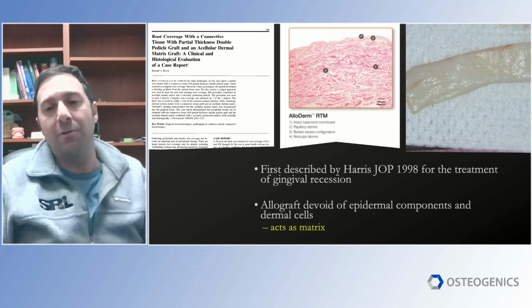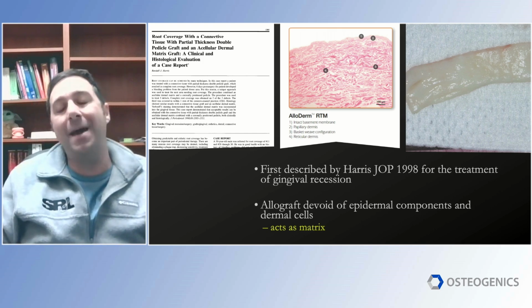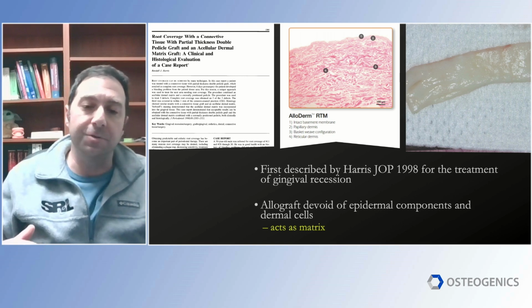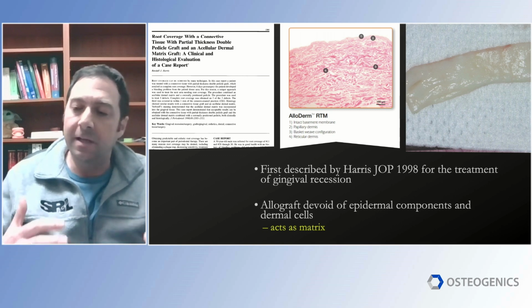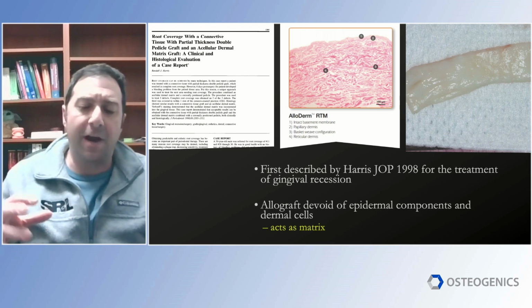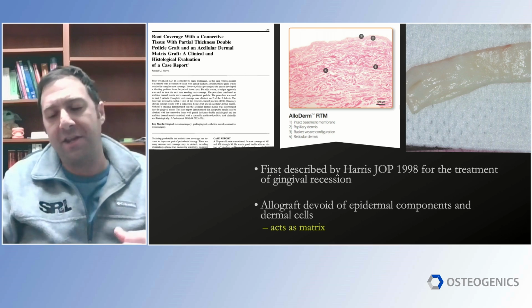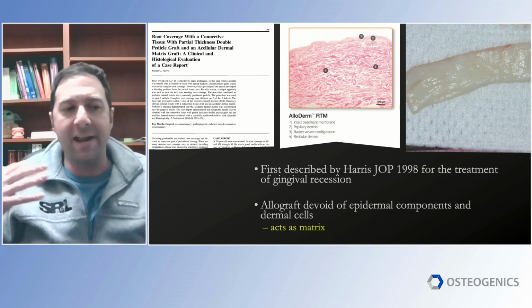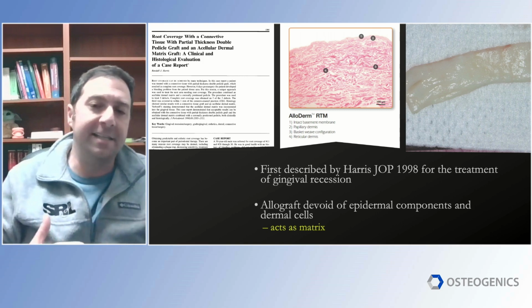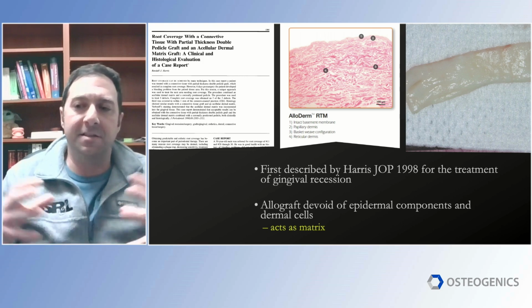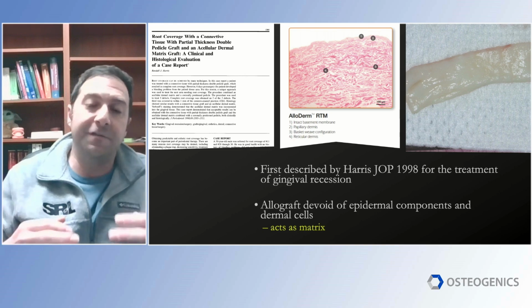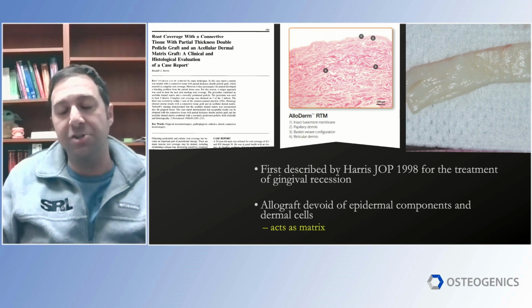And allografts have been around for a long, long time. Dr. Harris, back in 1998, took AlloDerm, which was then being used for burn victims, and said, well, I wonder if I can use this for root coverage. These allografts, they process it so you can't reject anything. You get rid of cells, DNA, bacteria. In the original products, there were antibiotics added to create this collagen matrix that's devoid of any cells. And Dr. Harris found that using this for root coverage procedures actually worked.